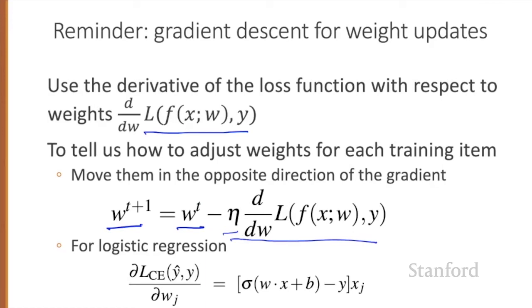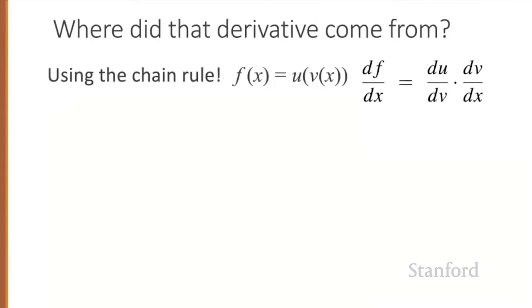For logistic regression, we saw that this derivative of the loss function with respect to one weight W sub j is sigma of W dot x plus b minus y, so our Y hat minus our y, times x sub j. Where did that derivative come from? Using the chain rule. Remember, the chain rule says if we have a composite function f of x equal u of v of x, the derivative of f of x is the derivative of u of x with respect to v times the derivative of v of x with respect to x.